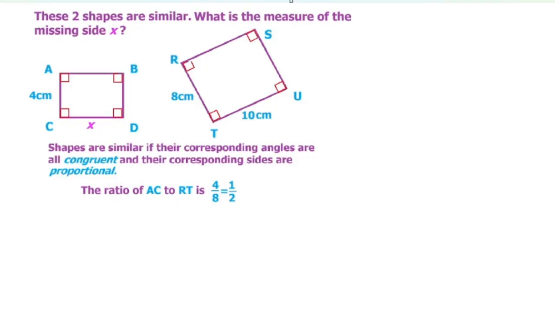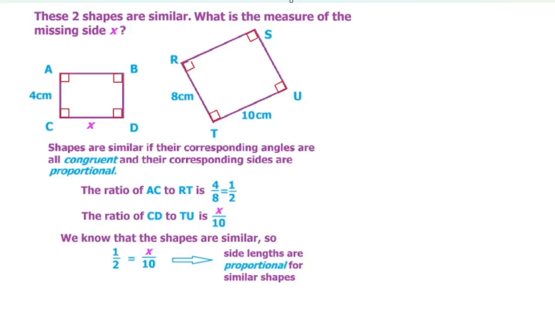So that means that this proportionality is going to equal 1/2. All of these sides, when you do the ratio for all of them, they would equal 1/2 because we know that the shapes are similar. So now we could just solve for this equation. And we know that 1/2 equals x/10 because the side lengths are proportional for similar shapes.